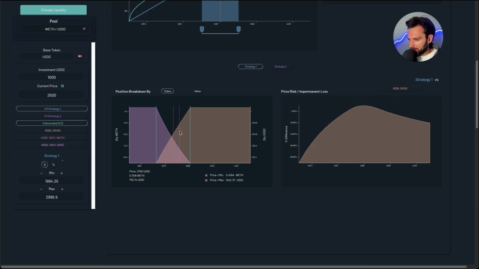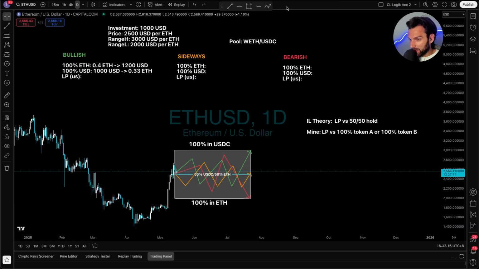And then at the price of 2,700 USDC, now we only have 0.10 Ethereum and 750 USDC already. And so the Ethereum gets slowly sold off for USDC until at the top range, which is the blue line here, we have 0 ETH left in our liquidity pool, and we sold everything. And the total value of the liquidity pool now consists of 1,042.73 USDC. So that is the value of our pool. So that is the data that we need.